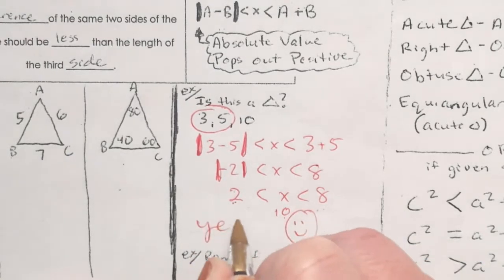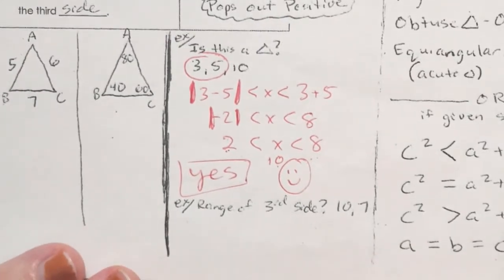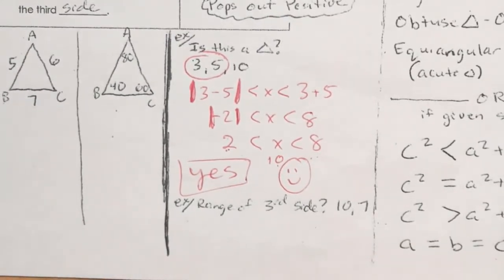So this is a yes. Yes, this is a triangle. All you have to do is subtract the two numbers, add the two numbers. Is the third side somewhere between? You cannot touch 2, you cannot touch 8.